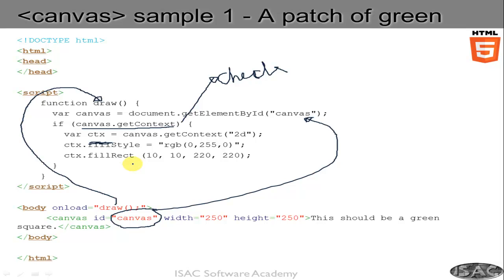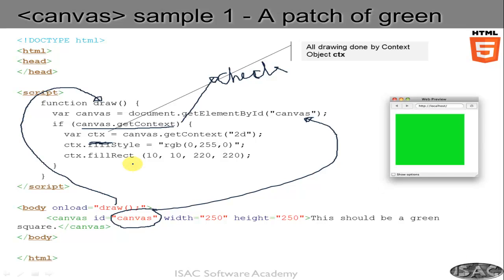When you run this one, all drawings are done by the context object, CTX. So that is very important. This is what it will draw. Very simple, but using these concepts you can always draw much more complicated and complex graphics.